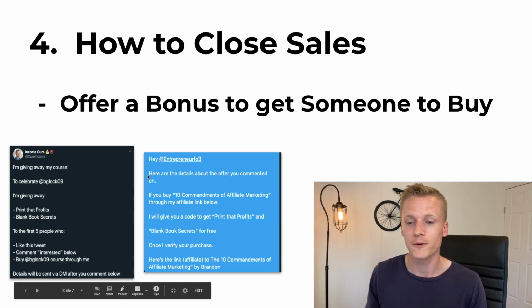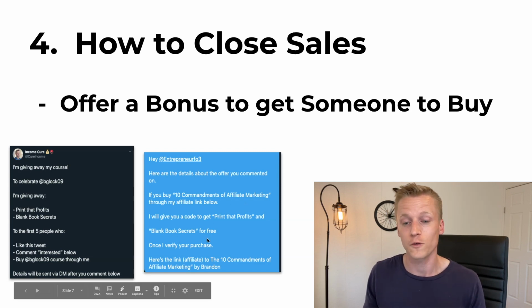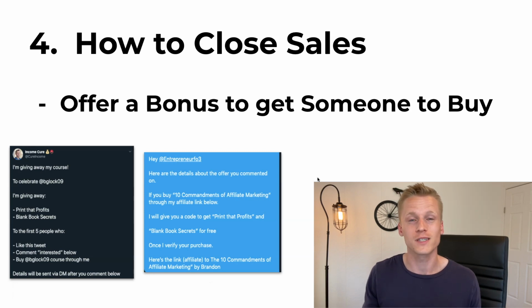So what I did here is I said, here are the details about the offer that you commented on, because I reached out to them via DM after they commented down below on this one right here, this tweet, promoting the course and saying exactly what they're going to get if they buy through my link. Then I went ahead and I said, if you buy this from my affiliate link, I'm going to give you this and this for free once I verify your purchase. So that is how you close sales. You give them an offer and they either choose to buy or they choose not to buy.